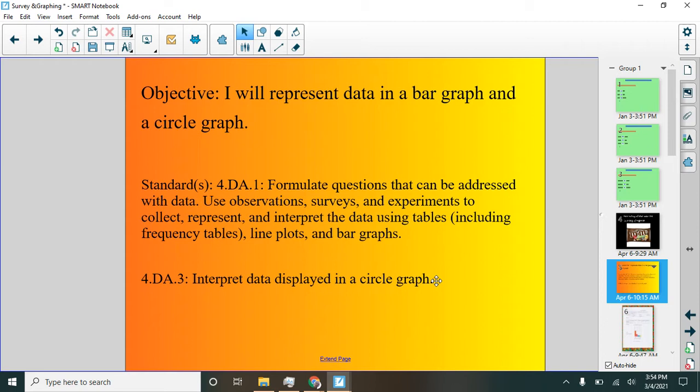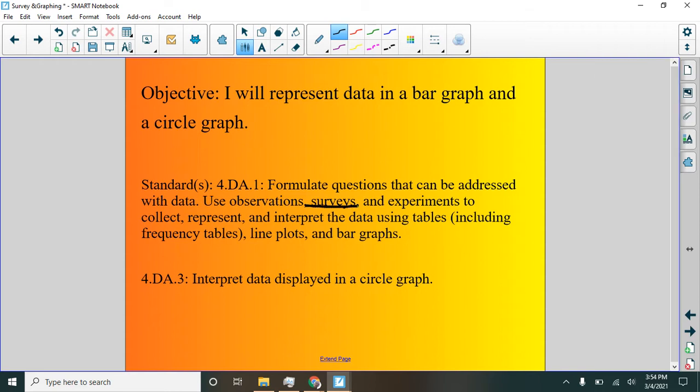Our goal here is to be able to represent some data in a bar graph and in a circle graph. So when we talk about data, we're talking about sets of numbers. And then we can take that data and we can organize that data. We're going to be completing a survey, and you see the word survey here. So we got a kind of a science connection here. We're going to collect some data, and then we're going to show our results in a bar graph, which you probably know pretty well, and a circle graph, which you probably don't know very well.